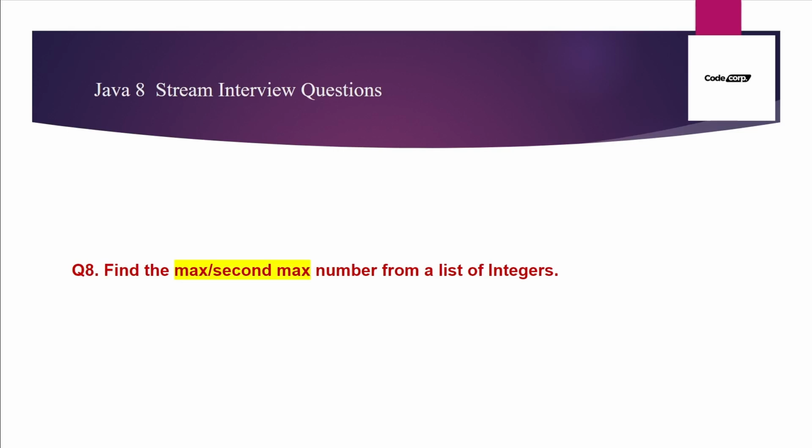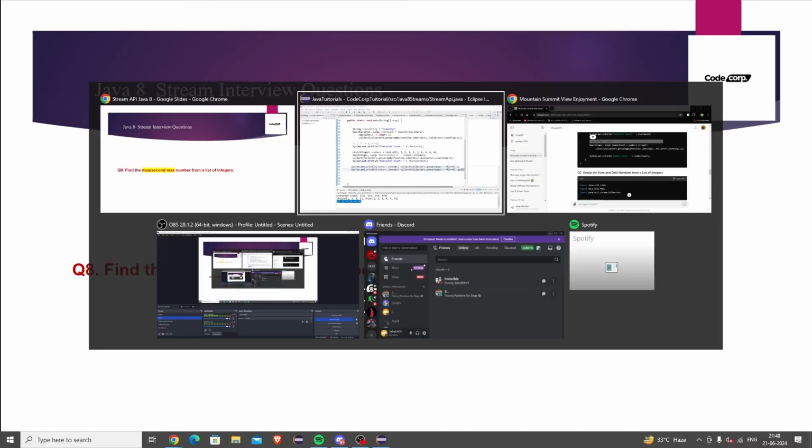That is: find the maximum and second maximum number from a list of integers. So what can you do here? The first thing that might come to your mind is sorting the list of integers in ascending order and then returning the last element of that stream. The second way of doing it is to sort the elements in descending order and return the first element and the second element. We can do that using either of these methods.